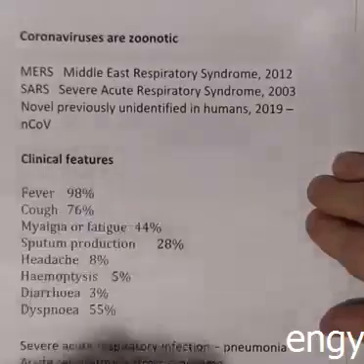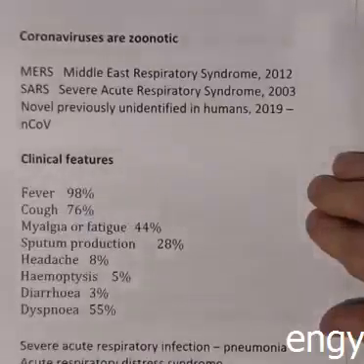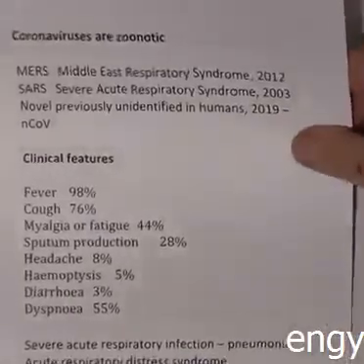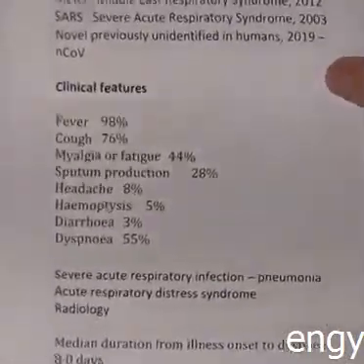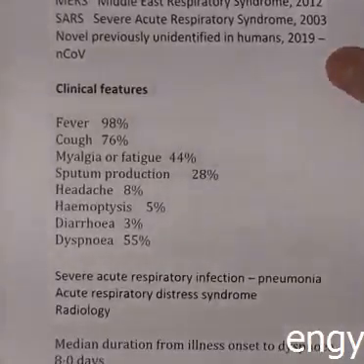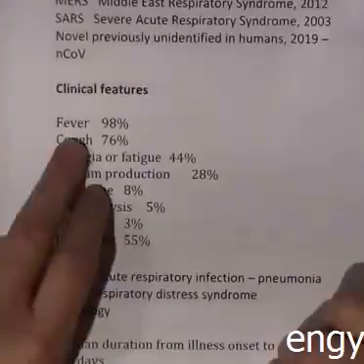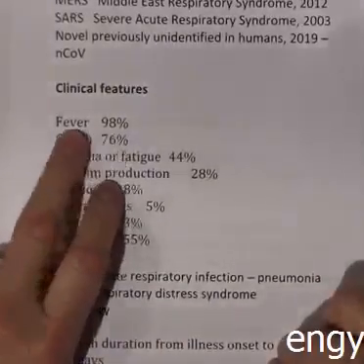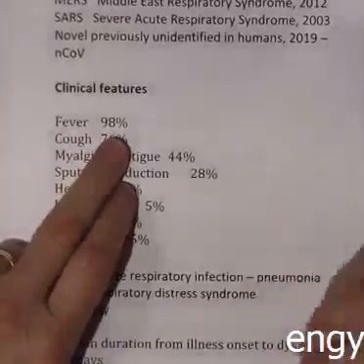Now, what are the clinical features that this novel coronavirus will cause? Well, the data from China is somewhat limited at the moment, but this is the latest data as of a couple of days ago. So the people that got this condition, 98% of them had a fever. So basically everyone who had this disease had a fever.